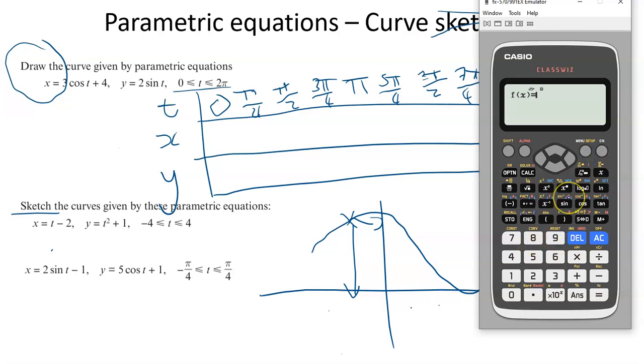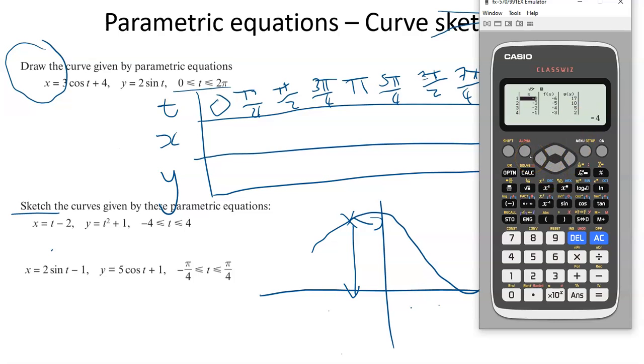Again, Menu 9. So this is just going to be x minus 2 equals, and this one is going to be x squared plus 1 equals, starting at minus 4, ending at 4, step of 1, and then we've got a load of values, and we're just going to plot them out.